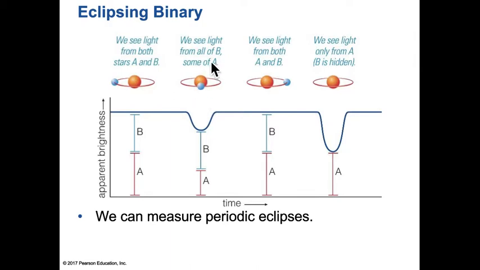In picture 2 here, notice that you're getting both of them, but not all of A here.